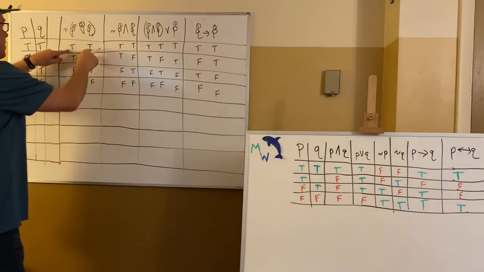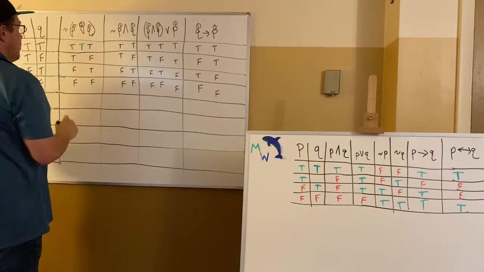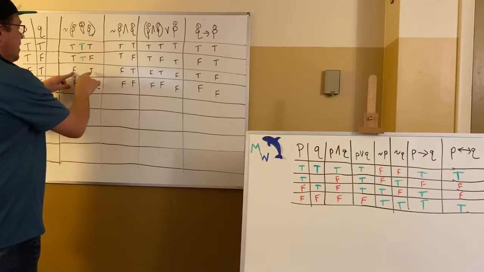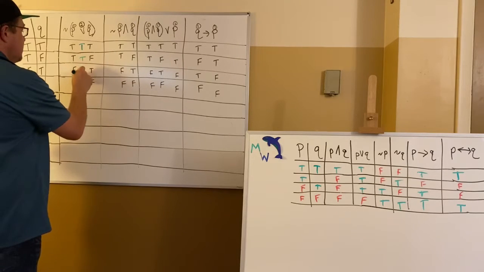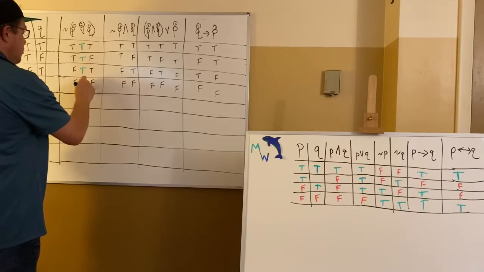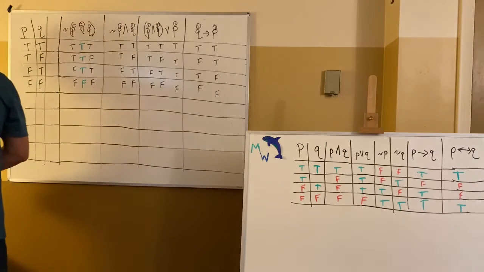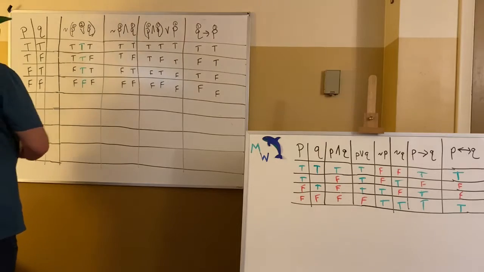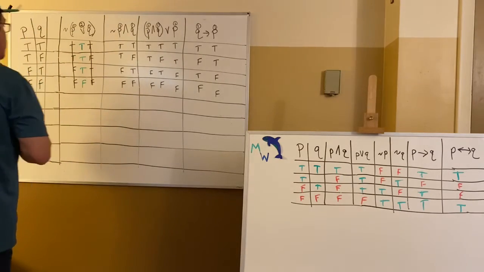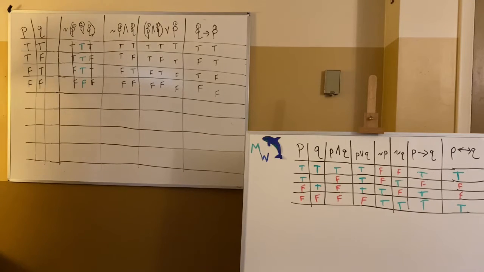So T and T is at least one T, yes, actually overkill. T and F is at least one T, yes, the first one. F and T is at least one T, yes, the second one. F and F is at least one T. The answer is no, and that gets a value of false. Now I'm going to come along and scratch out these. And what I'm going to do to finish this up is negate whatever is already there.